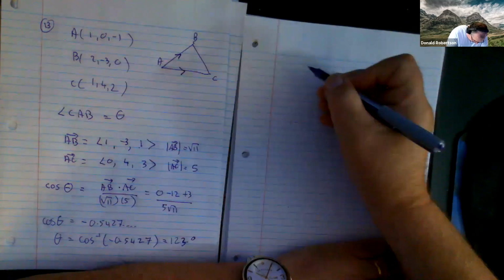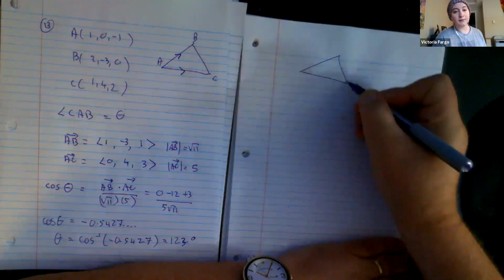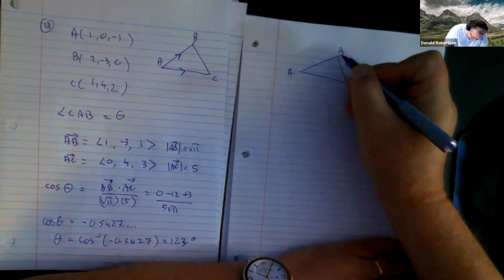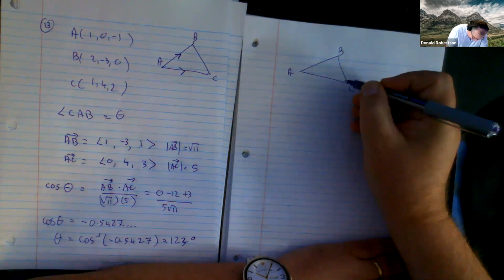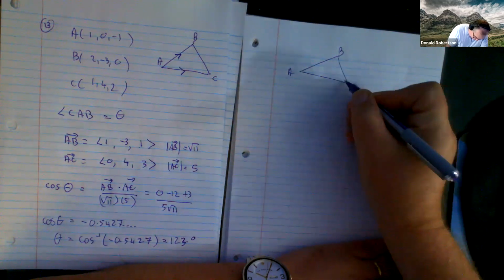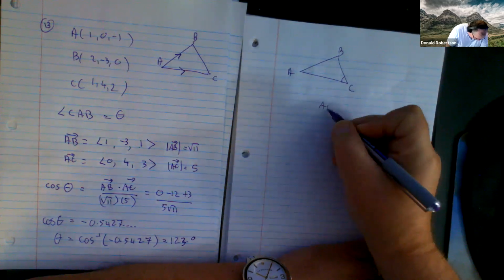Okay, it doesn't have a correct answer. It's 123, just like I said, and it's CAB. And then to find the other angles, how would we do that? Well, let's imagine we still got this picture, with A, B, and C. But let's say we're after this one now. So this angle here would be called ACB.